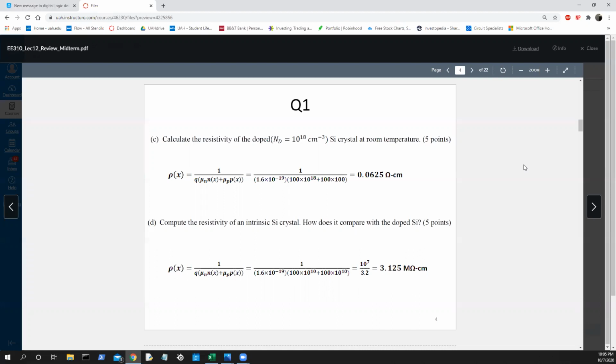I got the right number. I'm just rooting myself. All right. So any further questions beyond this stuff, besides the resistivity?